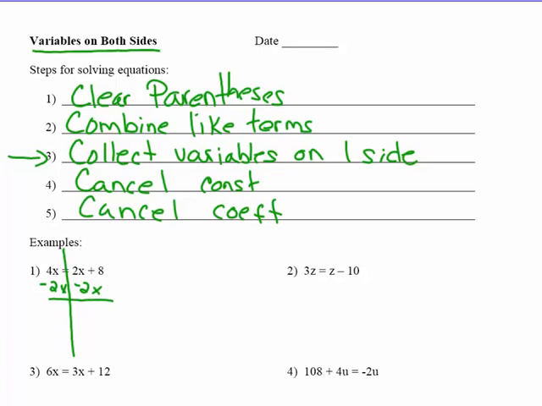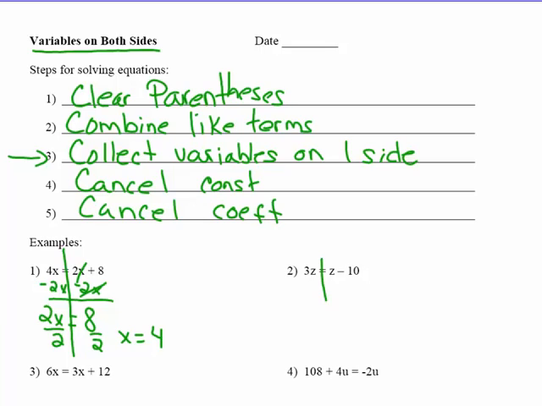Different than when we do combining like terms. Combining like terms, you don't do the opposite, you just do whatever it says. Step 3, you have to do the opposite of what it says. So 2x's are going to cancel. 4x minus 2x is 2x equals 8. I don't have a constant to cancel, but I do have a coefficient, so I'm going to divide both sides by 2, and x equals 4.